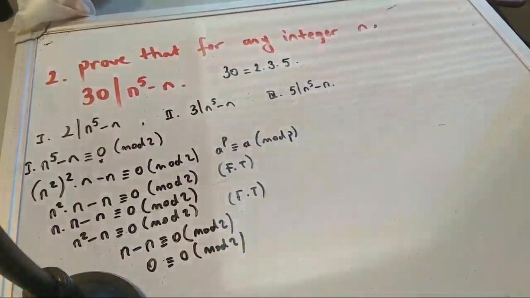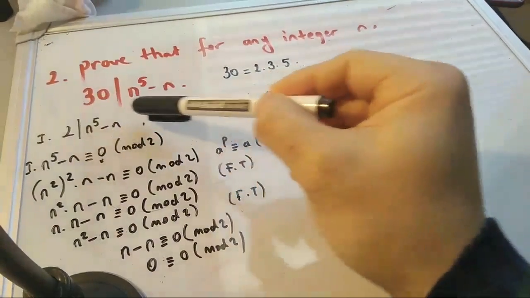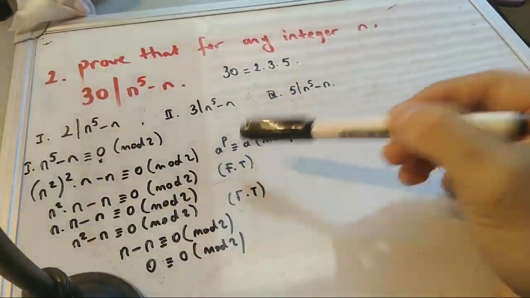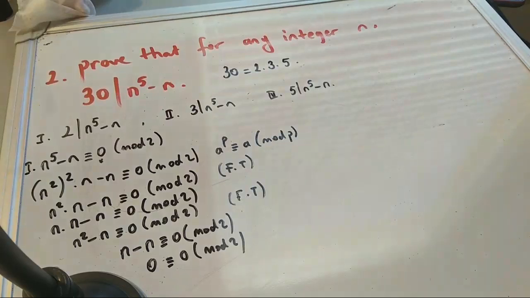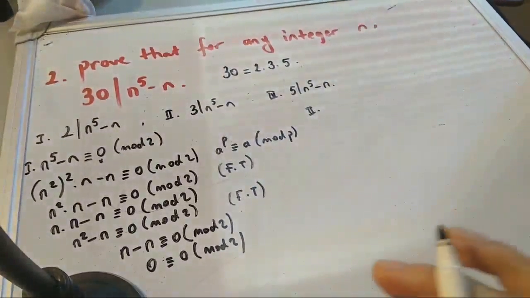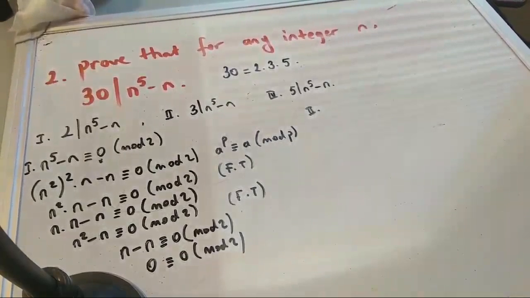By the way, we proved the first case. So for any integer n, n to the power of 5 minus n is divisible by 2 by using just Fermat's theorem. And the second case, don't write please, just listen to me and after that I will give you time to write it. Learning is nothing but understanding the world around us, you know.